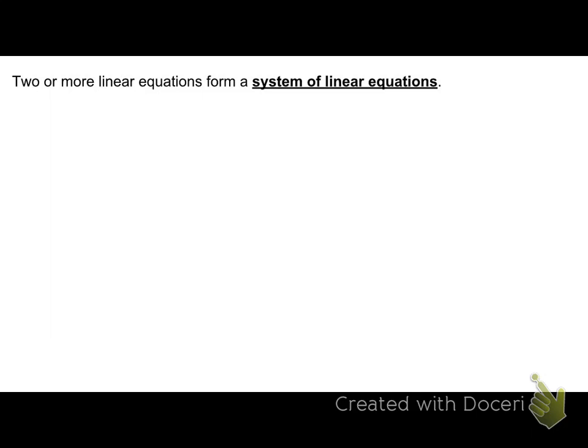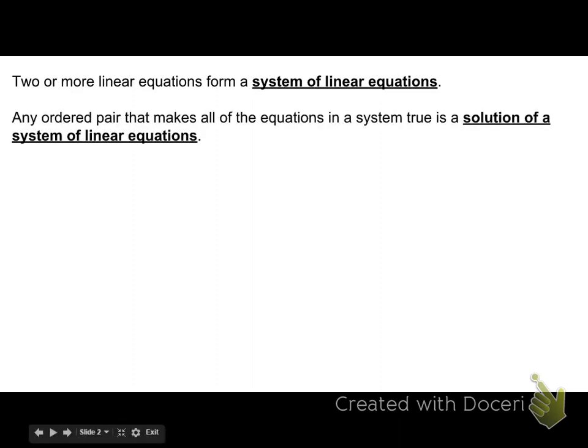We've dealt with one equation. We did the slope-intercept where we graphed. Today we deal with the fact that we got 2 equations at a time. So 2 or more linear equations form a system of linear equations. Any ordered pair that makes all the equations in a system true is a solution. And that's what we're looking to find today: the ordered pair that makes every equation in the system true.